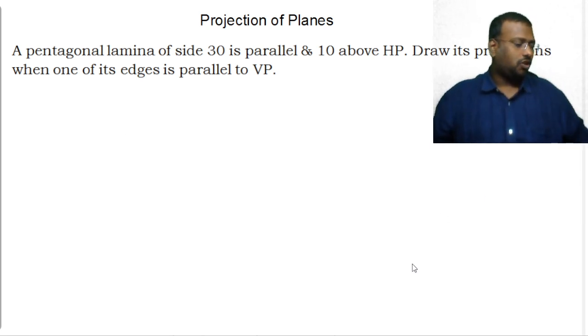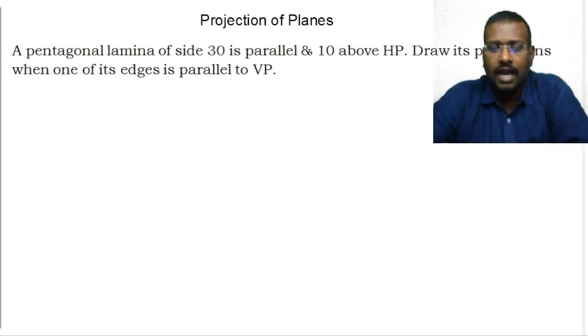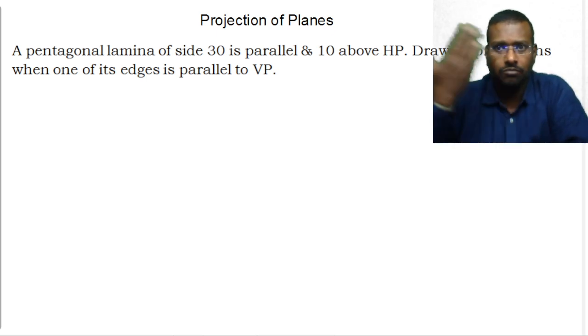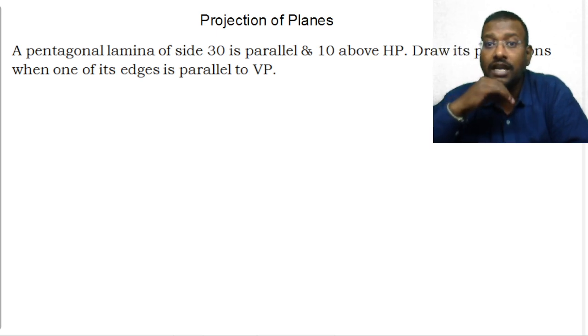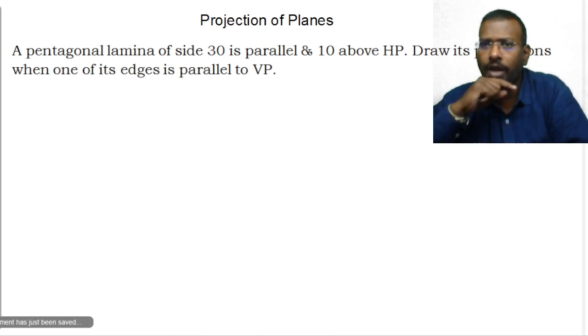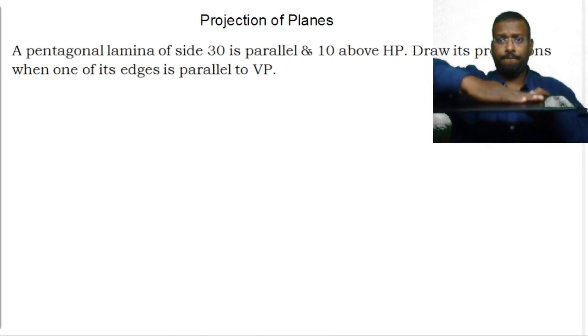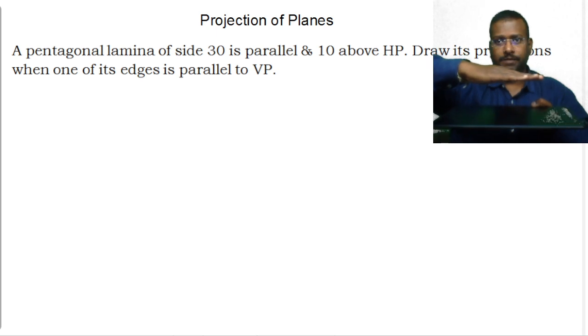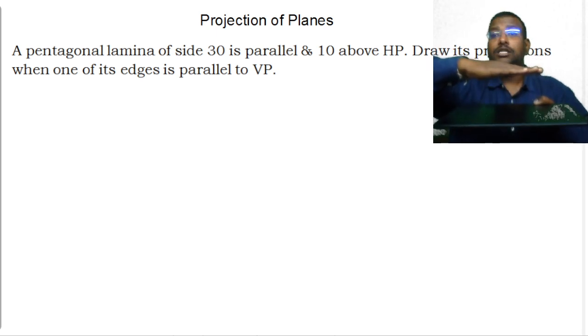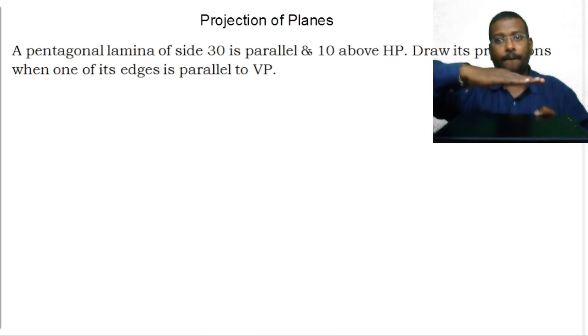First of all, your analysis is most important. I said a pentagonal lamina of side 30. This is the pentagonal lamina of side 30. It is parallel and 10 above HP. The 10 above HP we'll think about a little bit later. Parallel to HP. Sir, what idea do I have to get? Parallel to HP and 10 above it. Okay, leave it. Sir, parallel to HP means in which view do I have to draw the pentagon?